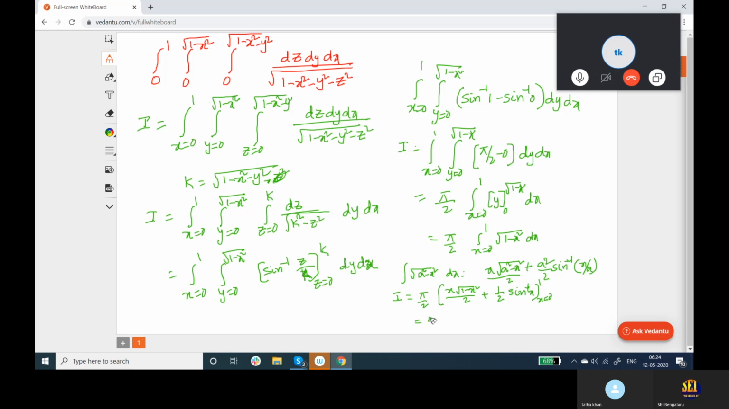Fine. Pi by 2 of 0 plus half sine inverse 1 minus sine inverse 0, which is equal to pi by 2 into 1 by 2 into pi by 2, which is equal to pi square by 8. So finally I is equal to pi square by 8.